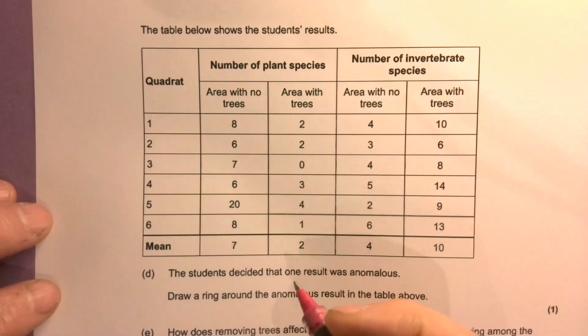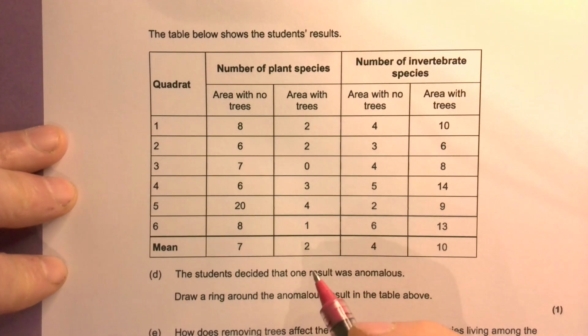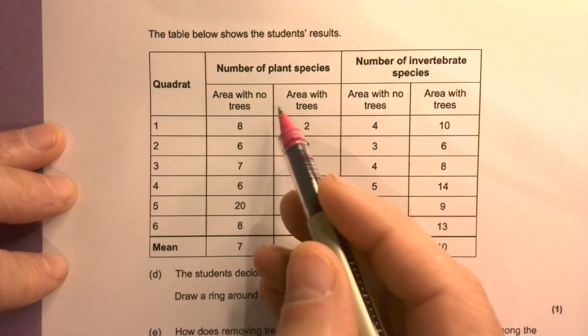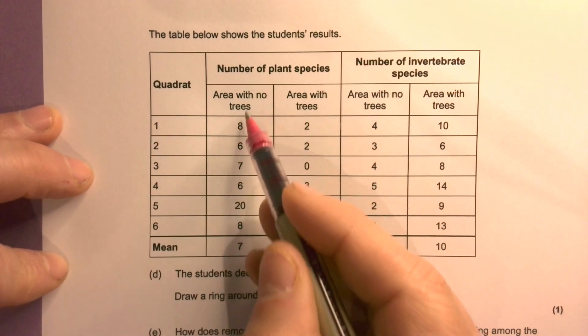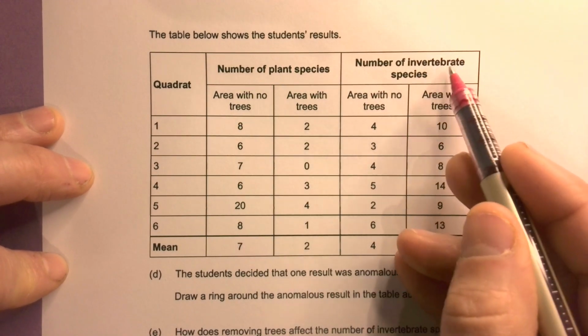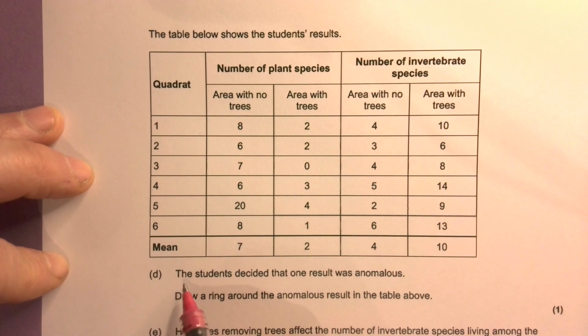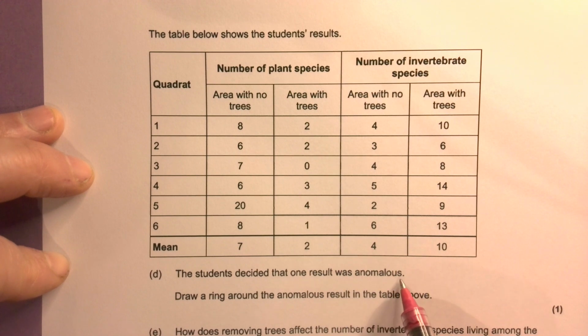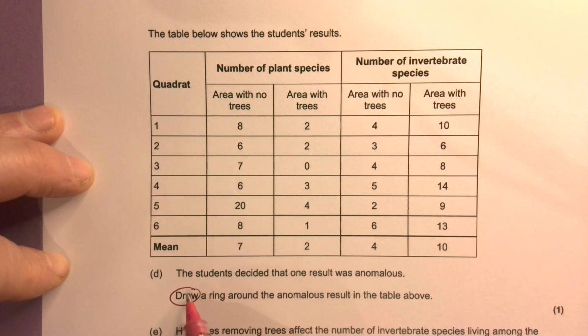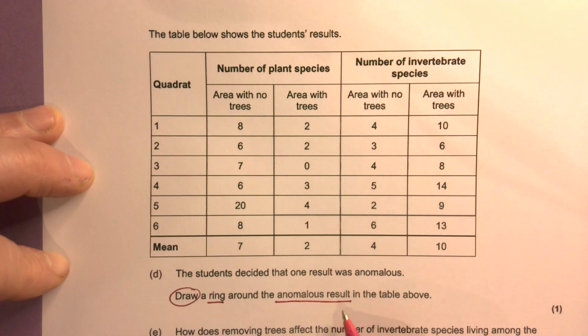The table below shows the students' results. These are the different quadrats. Number of plant species, no trees, with trees, okay, and then invertebrate species with no trees, with trees. The students decide that one result was anomalous. Draw a ring around the anomalous result in the table above.